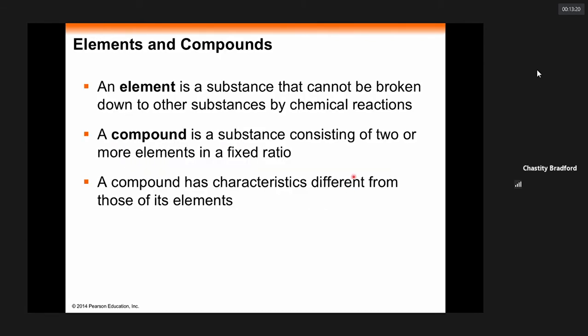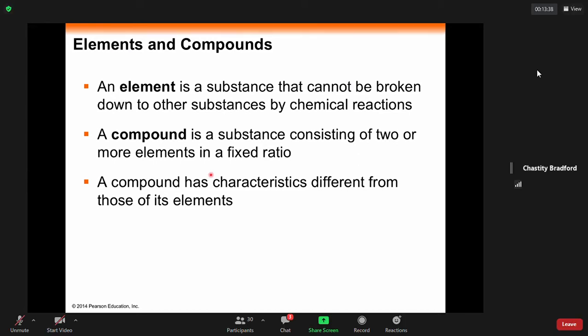So what is an element? It's a substance that cannot be broken down to any other substance. So give me some names of some elements in the chat. In the chat, post some elements. Talk to me about some elements. Everybody should put something in there.